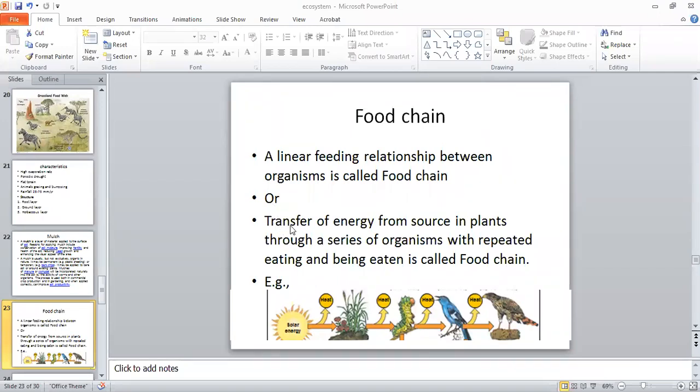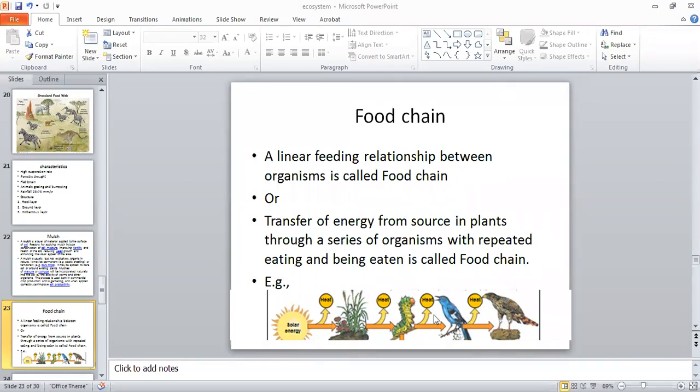Another definition is: transfer of energy from source in plants through a series of organisms with repeated eating and being eaten is called the food chain. For example, sun energy is trapped by the green plants, autotrophs. These green plants are being eaten by a caterpillar. The caterpillar in turn is being eaten by a sparrow, and the sparrow is eaten by a hawk, right?